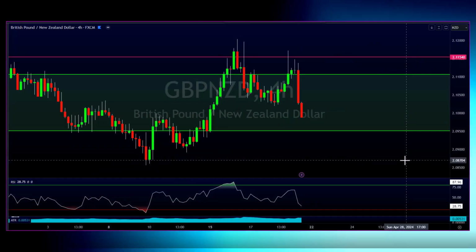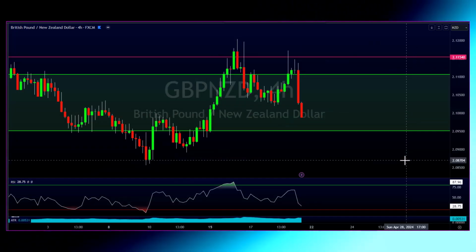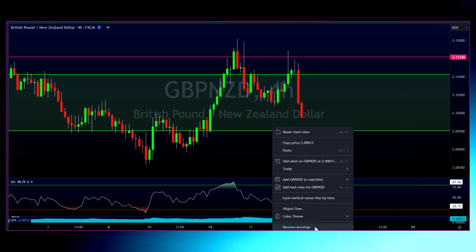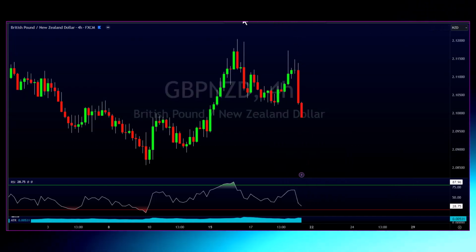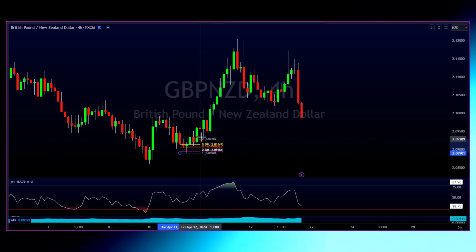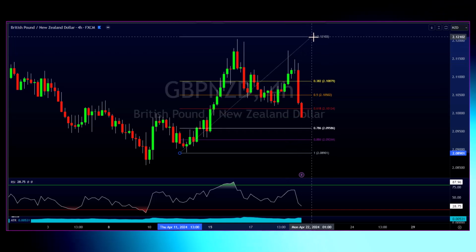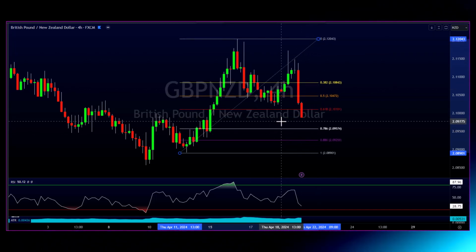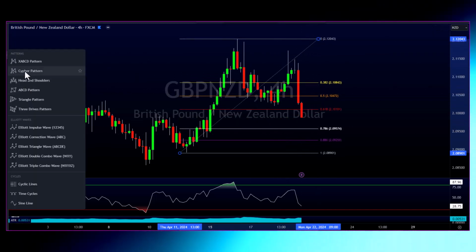Okay, next pair. So continuing on our theme of advanced pattern formations, Pound New Zealand 4 hours can be short and quick. I didn't measure this out yet. This is all live analysis. I don't do anything beforehand, but it looks like a bat pattern. If I take my swing low to swing high right here, X to A, yep, we come down to our 50% retracement.